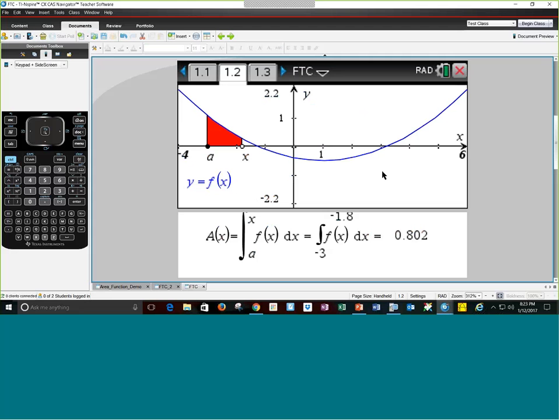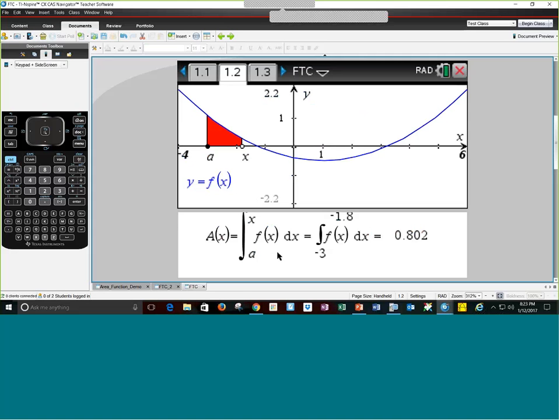So when I give it to my students, I say, okay, here's what we have. The upper function is y equals f of x. A is a constant, x is the variable, so x we're going to be able to change. And we notice down below, we actually have an integral going from a to x. What I like about the Nspire on this is that just to the right of that, we've got the actual numbers from the graph, whereas in the graph we see a and x. It turns out in our graph, a is -3 and x is -1.8.